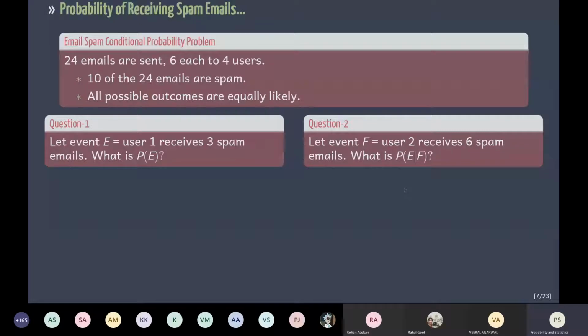Now let us go to the conditional probability. What happens when we are given a condition? For a condition, I need some condition which is itself an event. So let event F equal user 2 receives 6 spam emails. Now what I am given is that user 2 receives 6 spam emails. So let us make a picture again. Initially it's good to play with pictures if you are not comfortable.